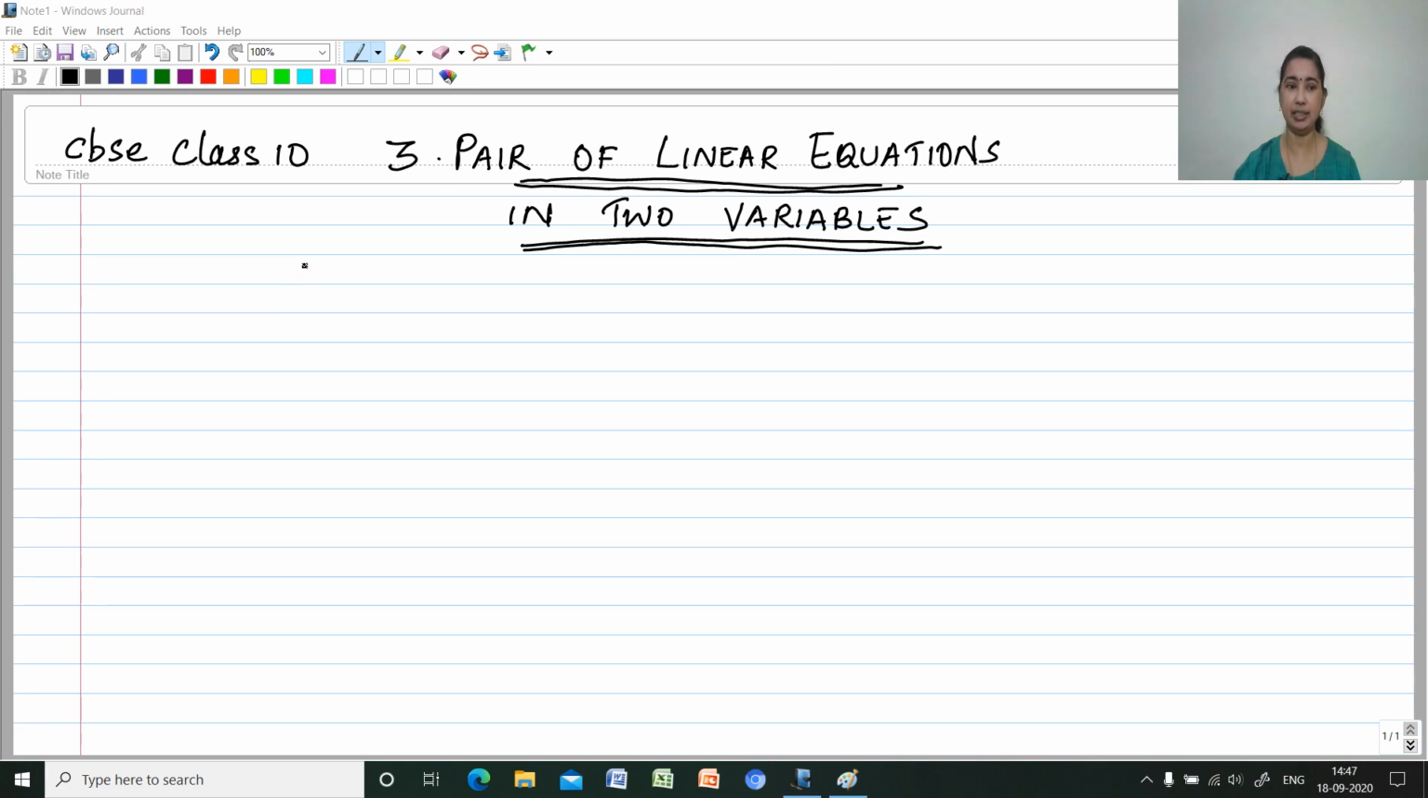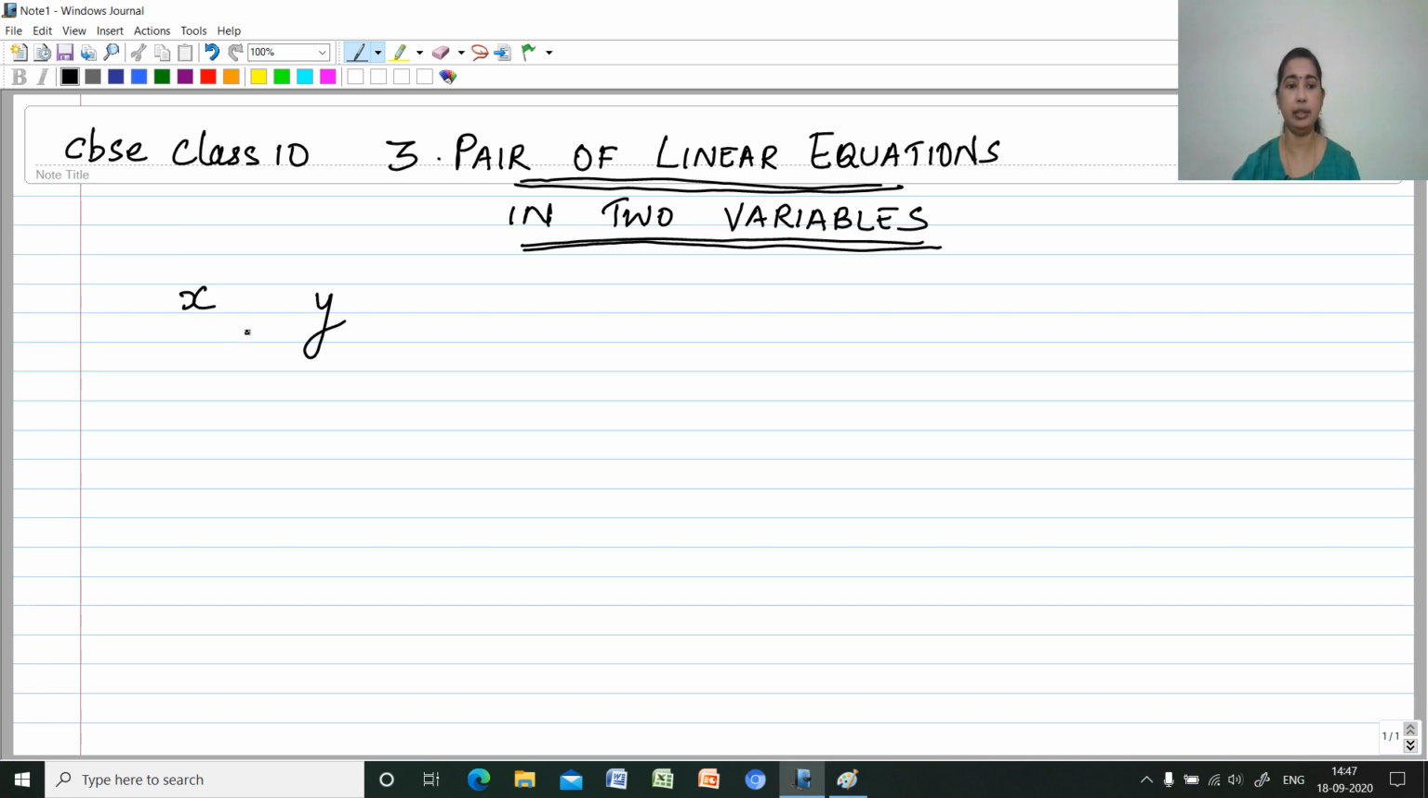Here I am discussing CBSE Class 10, Chapter 3, Pair of Linear Equations in Two Variables. So let me introduce what is a linear equation. Linear equation means the power will be 1 and in two variables. So two different variables will be there. Let the variables be x and y.